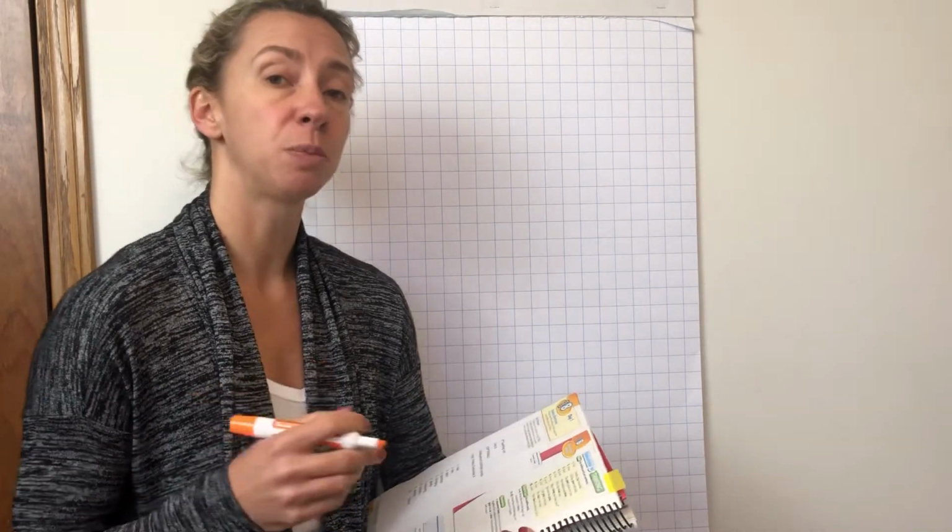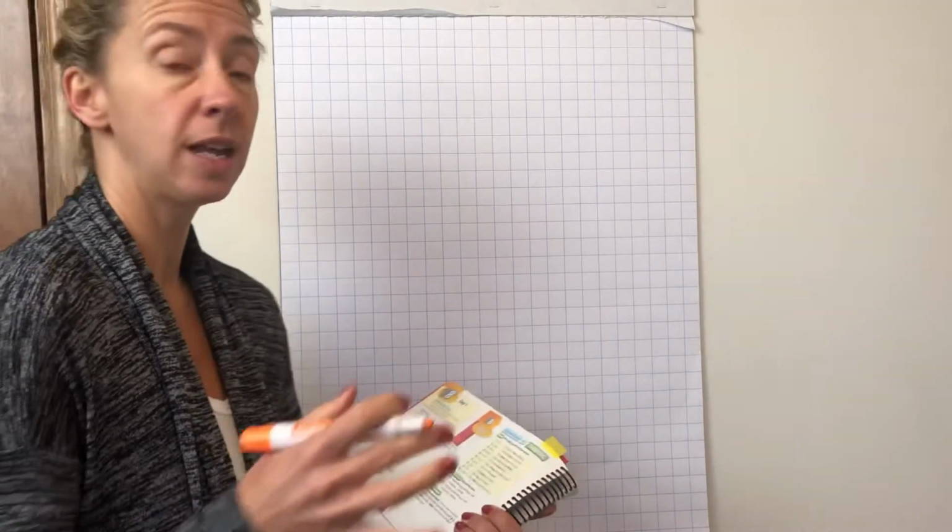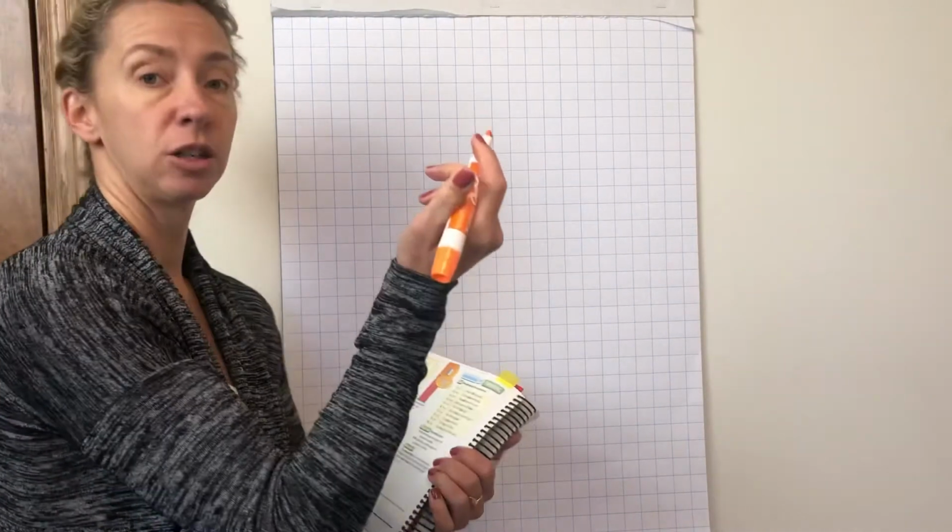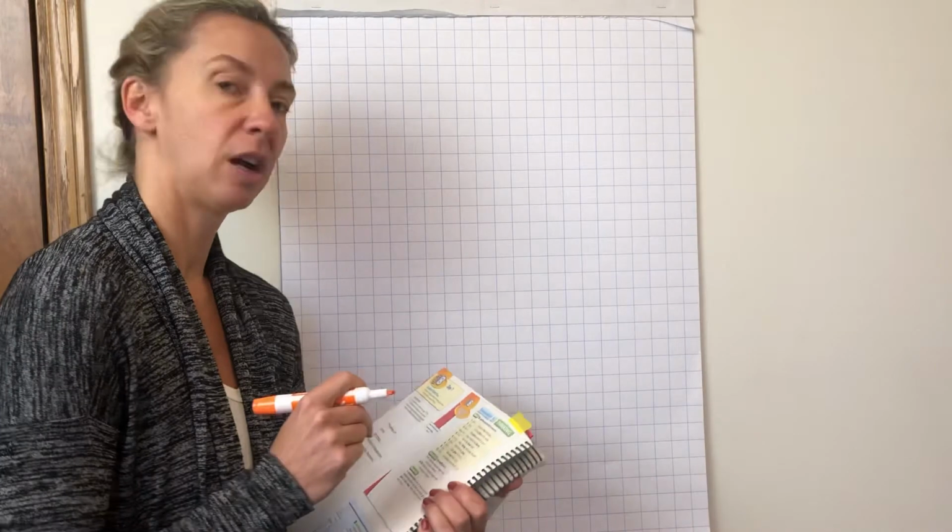Let's begin the first part of our friendly letter. Make sure your journals are ready. This is Mrs. Trana's journal. Here's my pencil, and let's begin our friendly letter.